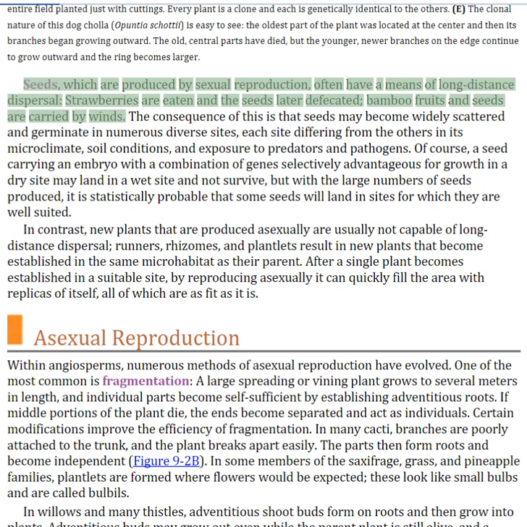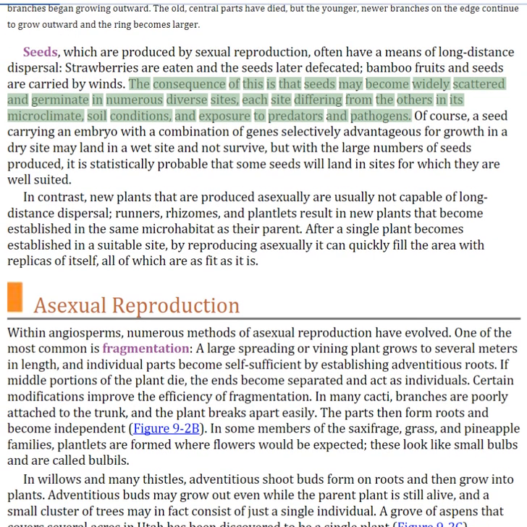Strawberries are eaten and the seeds later defecated. Bamboo fruits and seeds are carried by winds. The consequence of this is that seeds may become widely scattered and germinate in numerous diverse sites, each site differing from the others in its microclimate, soil conditions, and exposure to predators and pathogens.